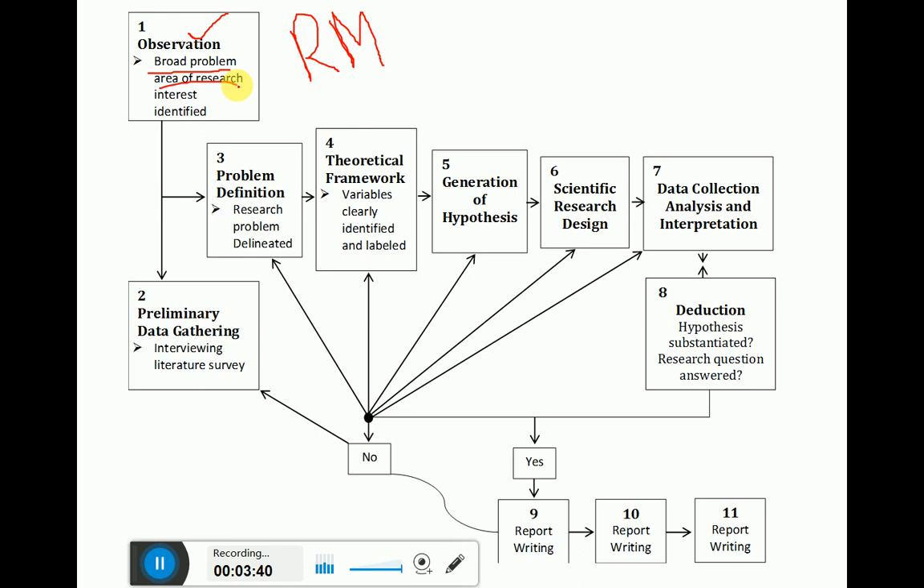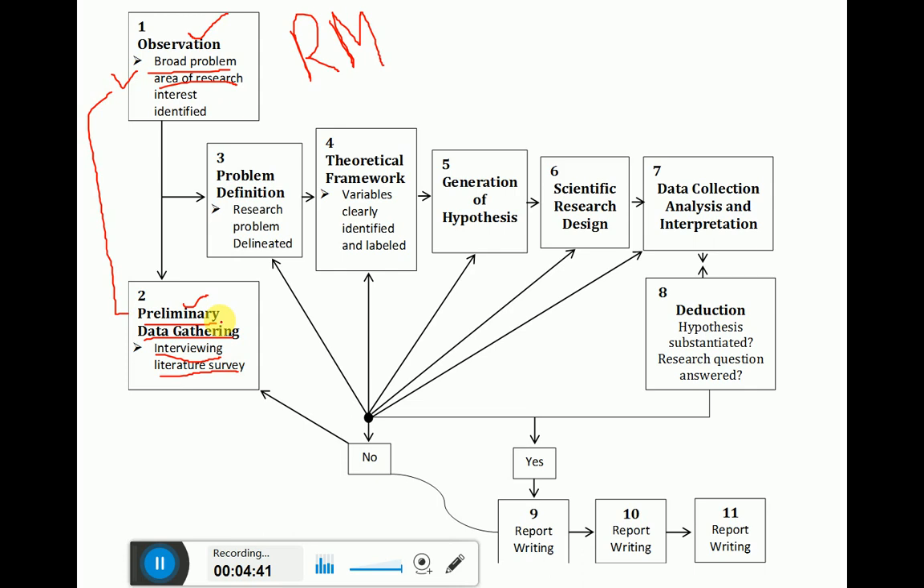Once the broad problem area is identified, the researcher comes to the second step, which is known as preliminary data gathering. It is the second initial step. Whatever he has found in the observation stage or in the broad problem area, the researcher now finds out more about that. For example, once the broad problem area of interest is identified, he wants to dig it out further. This further information gathering is known as preliminary information gathering. It is done in two ways: one is interviewing, and the next is literature survey or literature review. Inshallah, in the coming slides I'll explain what these things basically are.